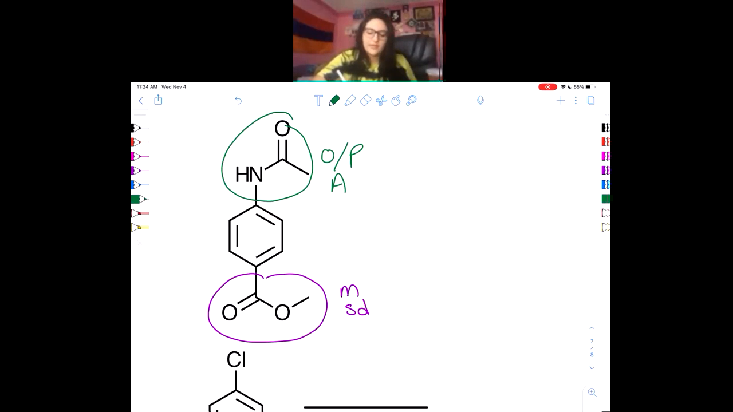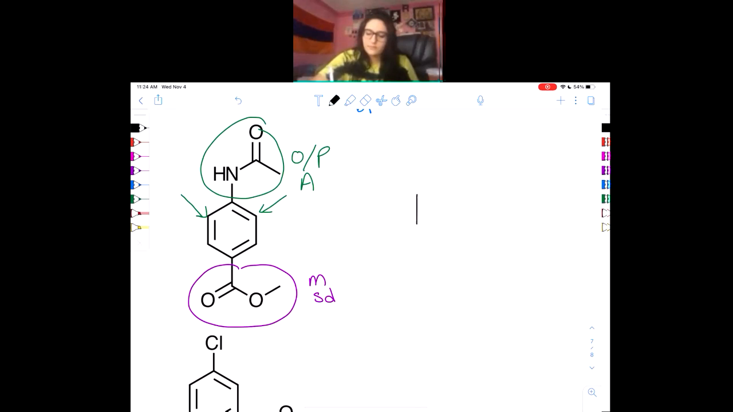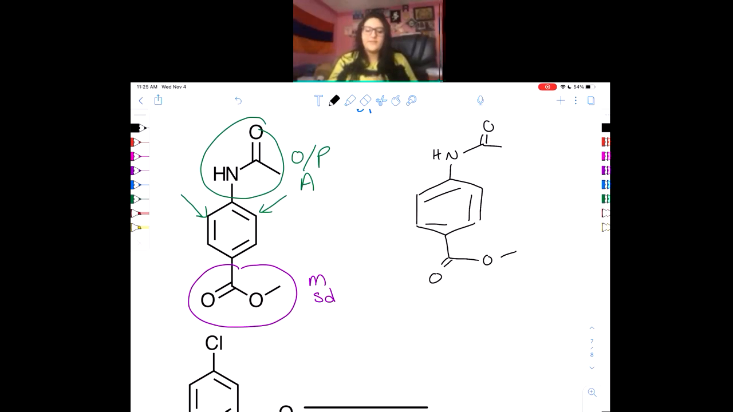So the activator is ortho para. The para position is already taken. So we have this, and the bromine will be added to one of the ortho positions. Doesn't matter which one, so I'm only going to draw one of them. But we know that technically both can exist.